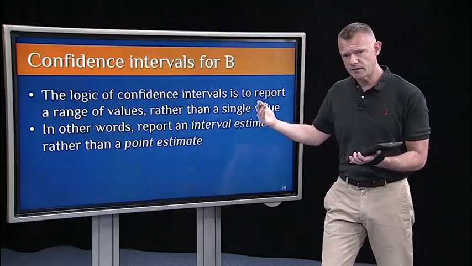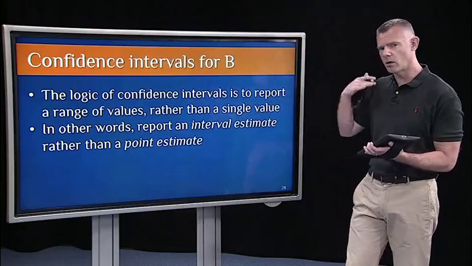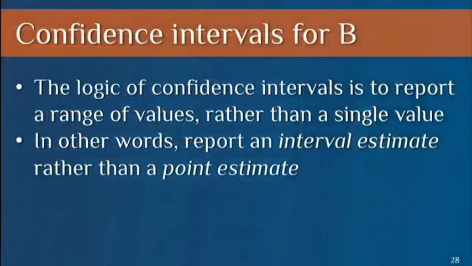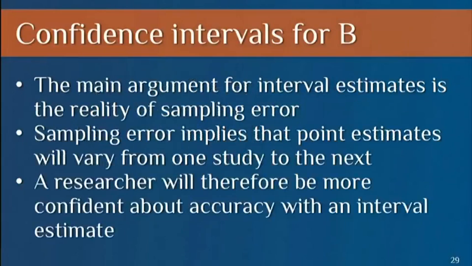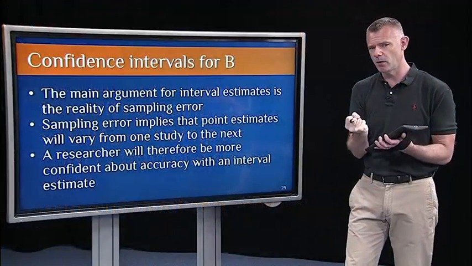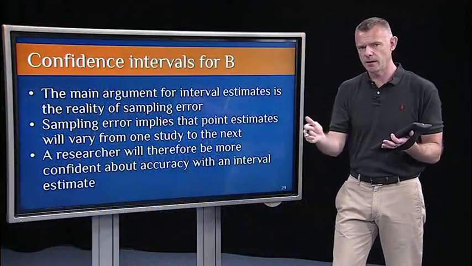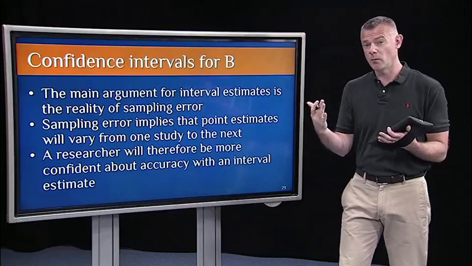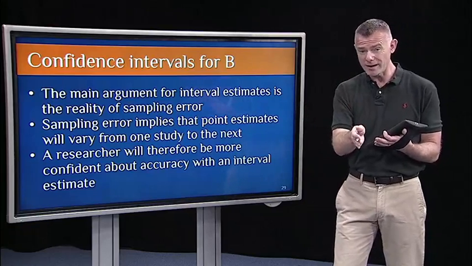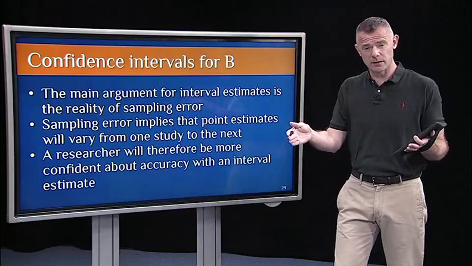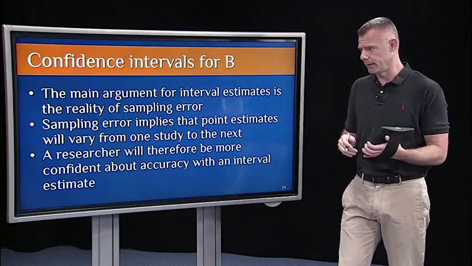Again, this is the same as I said in the last segment. The logic here is to report a range of values rather than a single value, report an interval estimate rather than a point estimate. And again, the argument for this is the reality of sampling error. If we know that we have a large population and we're only getting a very small sample, even if it's representative, then we're going to have some degree of sampling error, and we have to acknowledge that. One way to acknowledge that is, rather than report a point estimate, just report the interval estimate that takes into account standard error.